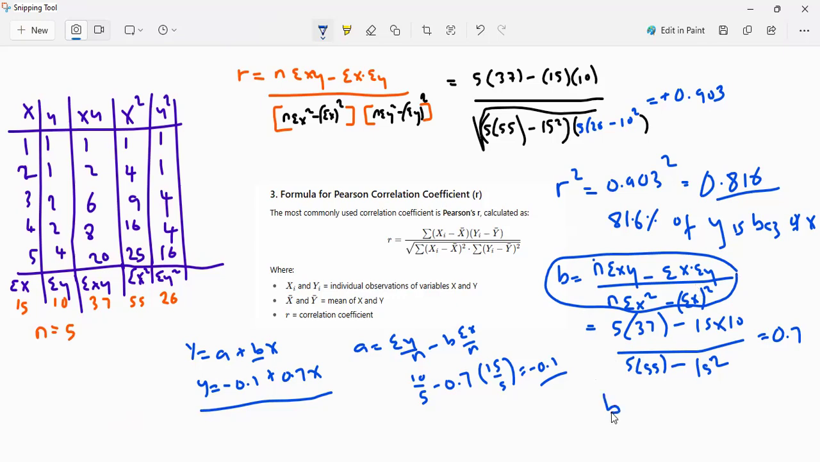b was given by what? b is equal to what? b is equal to n times the summation of xy, minus the summation of x, multiplied by the summation of y, over. It doesn't end there. Then down we have n times the summation of x squared, minus the summation of x, to the power 2. This is the whole formula.